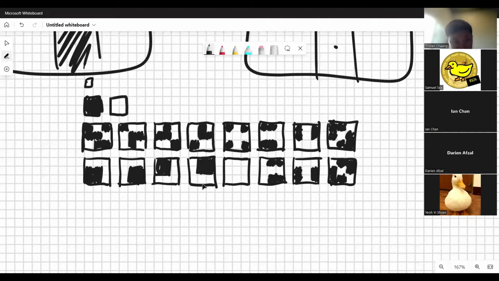2459 doesn't work. Oh wait, did I color it wrongly? Oh yeah, sorry. That should be this one, this one, this one, this one, and this one.